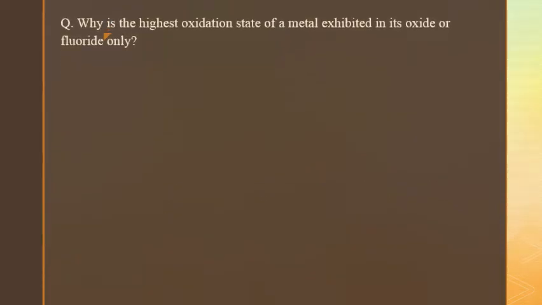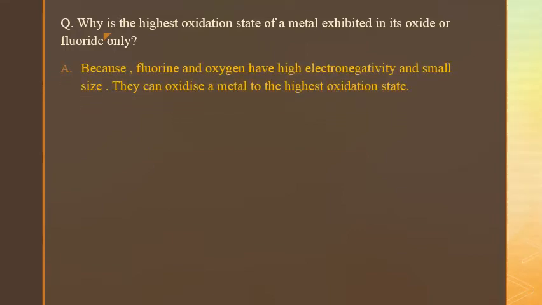Next is, why is the highest oxidation state of a metal exhibited in its oxide or fluoride only? So the answer will be because fluorine and oxygen have high electronegativity and small size. As we know that fluorine and oxygen, they both are present at the extreme right position of the periodic table.